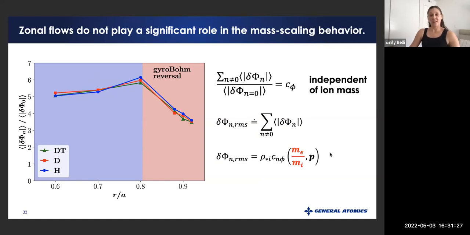So to further verify this, here we show the ratio of the nonlinear RMS averaged non-zonal fluctuating potential summed over toroidal mode number n to the n equals 0 zonal flow potential for our radial profile scan. And while the ratio varies with driving parameters, it is nearly independent of the ion mass and both the gyroBohm-like and reversed regions. That is, the relative strength of the zonal flows does not change in the transition to the reversed regime, as the zonal flows are simply driven by the fluctuating perturbations whose intensity carries the ion mass scaling.